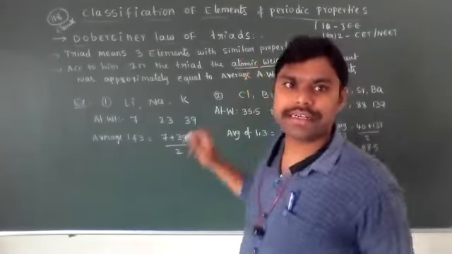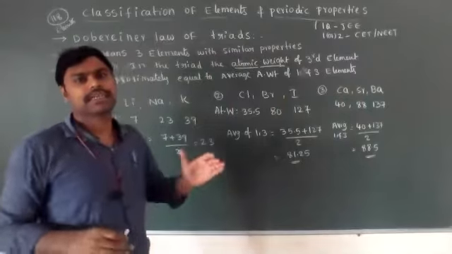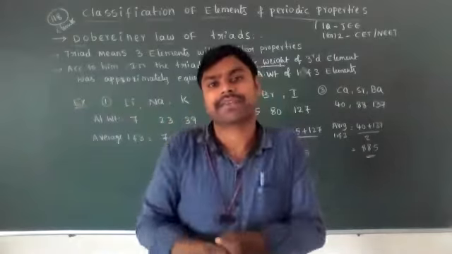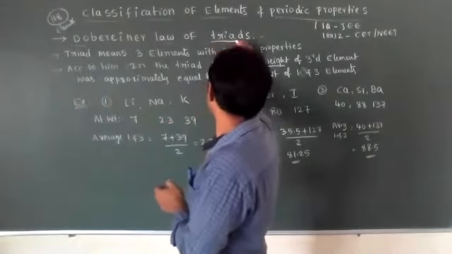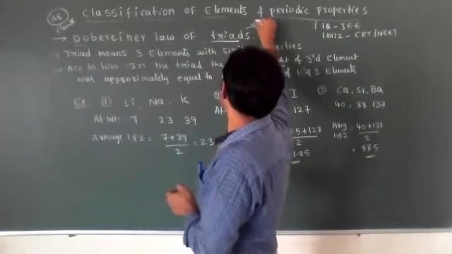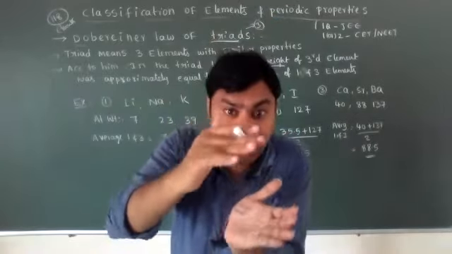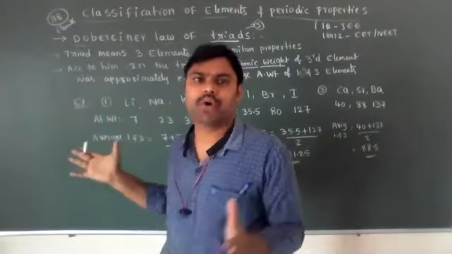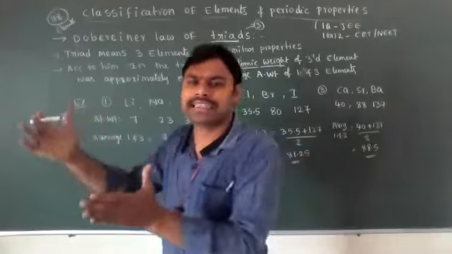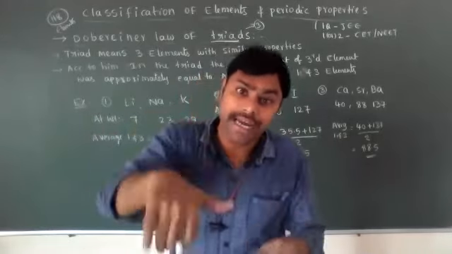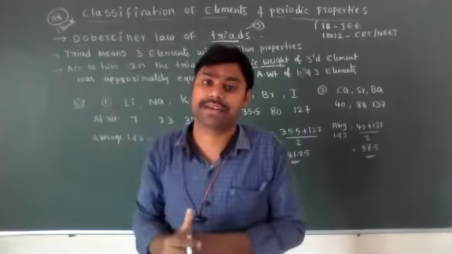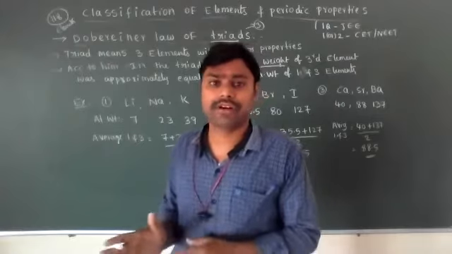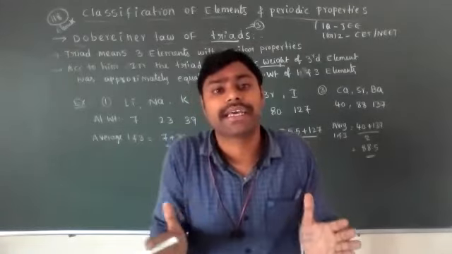Now Dobereiner first tried classification of elements in a triad system. What is the system? Tri means 3. So he arranged three elements in a bunch, but he failed because remembering 3-element groups for all elements is very difficult, and it is not matching for every 3 elements. Very few elements only it is applicable. Such type of groups are called Dobereiner triads.